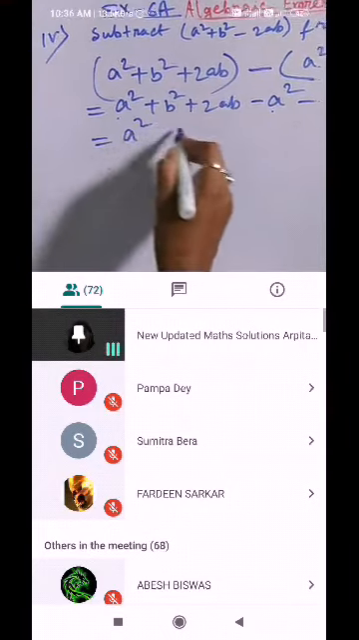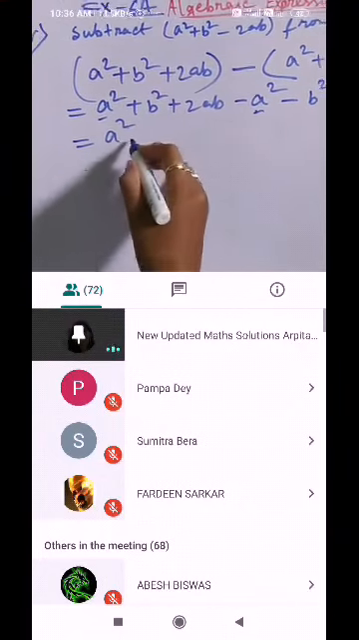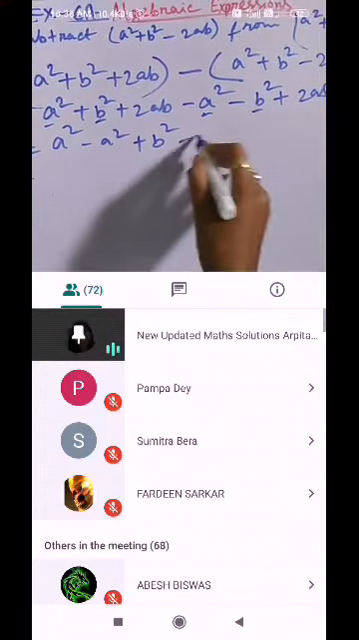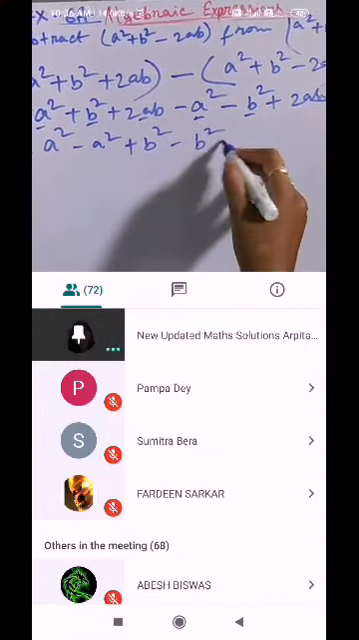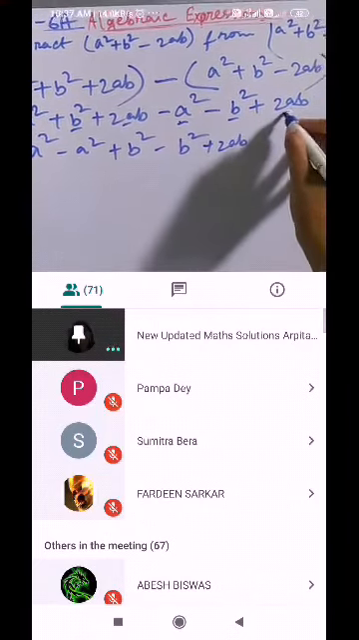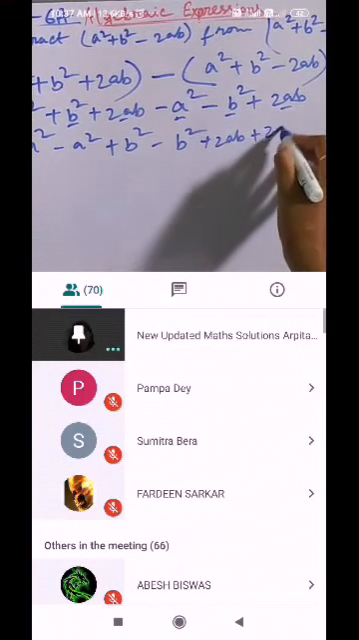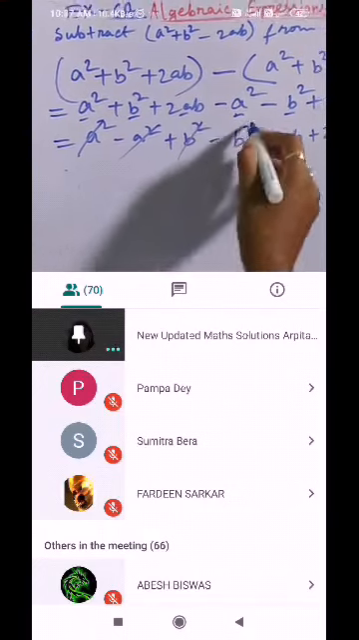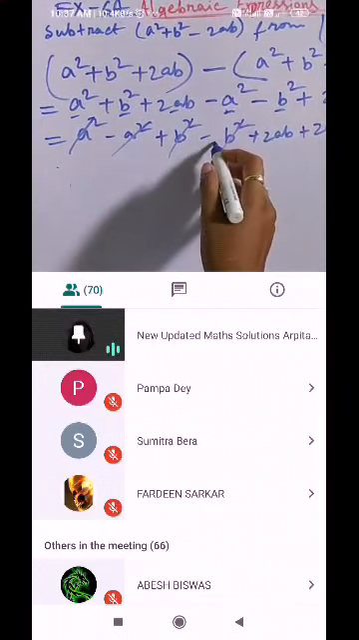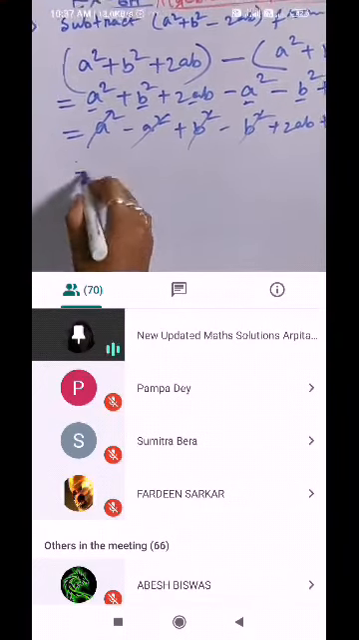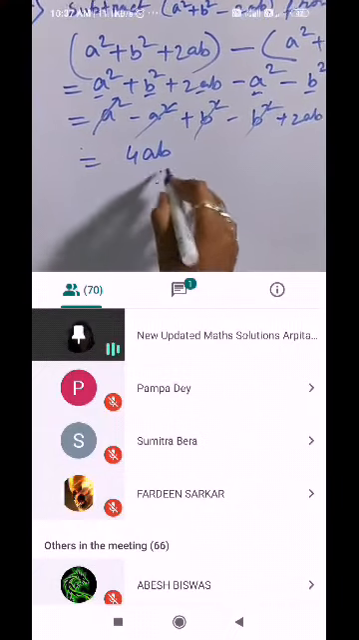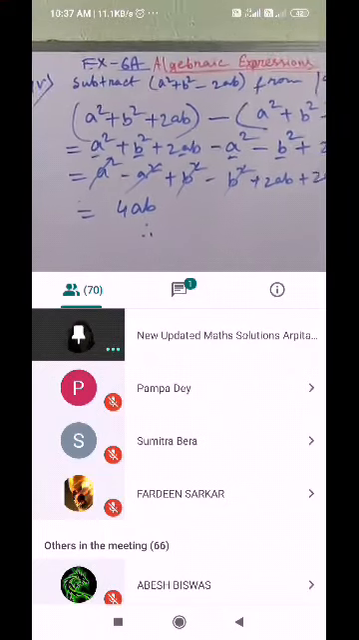Okay, first we will jot down the same variable terms. Minus a square. Then here is plus b square. Here is minus b square. Plus 2ab. Here is plus 2ab. Then we can cut these terms because these terms have opposite signs, plus and minus here. Then this will be added: 4ab. Therefore, the required answer is 4ab.